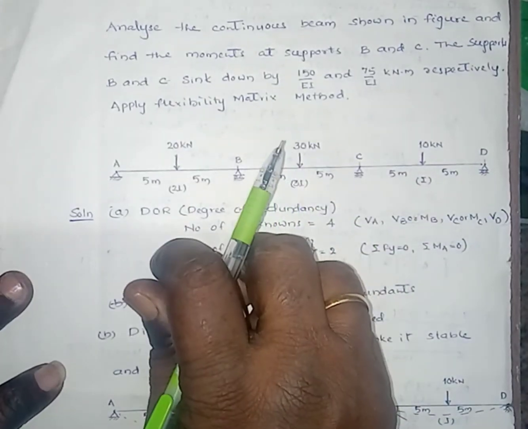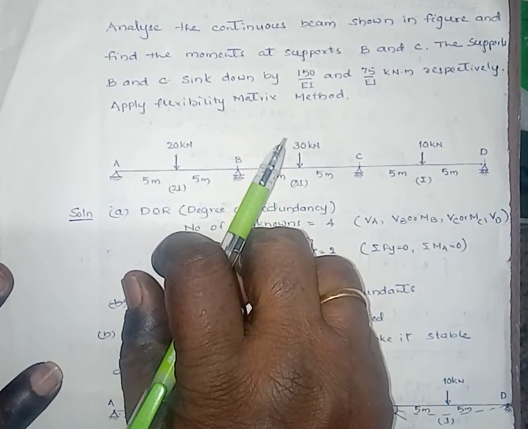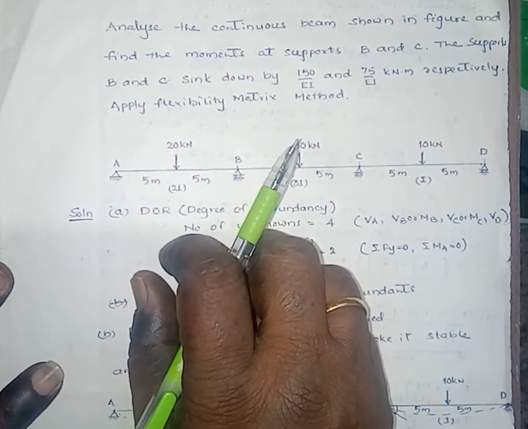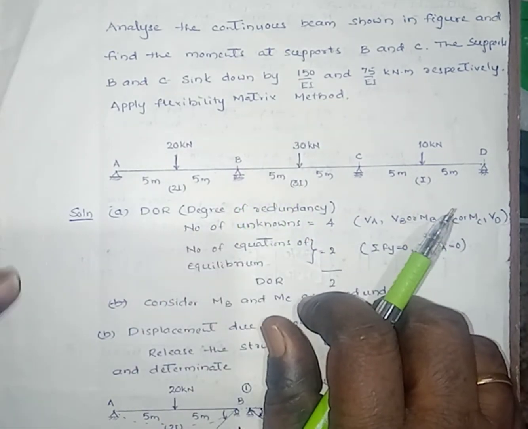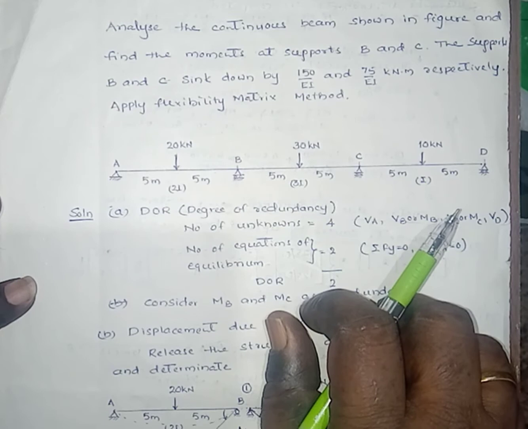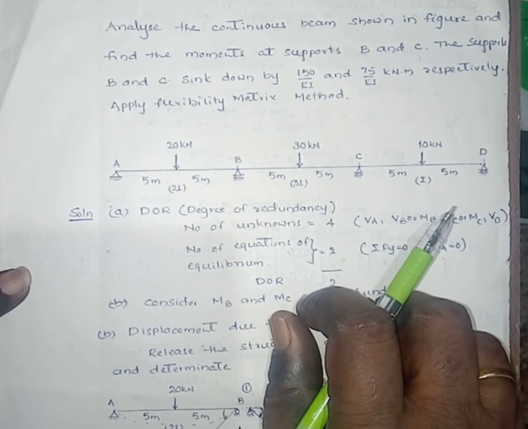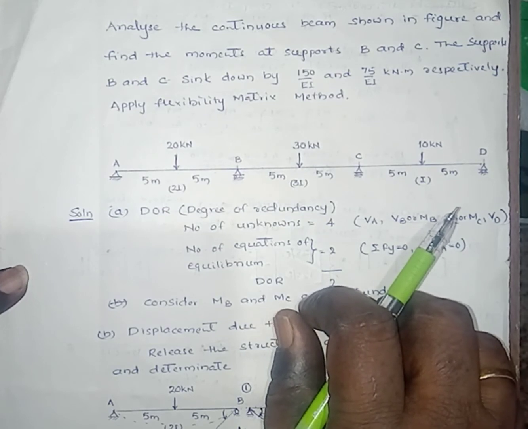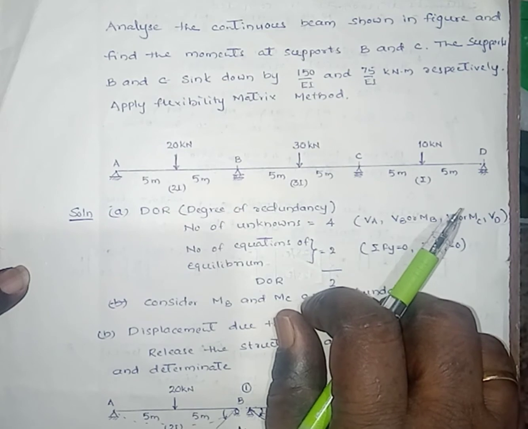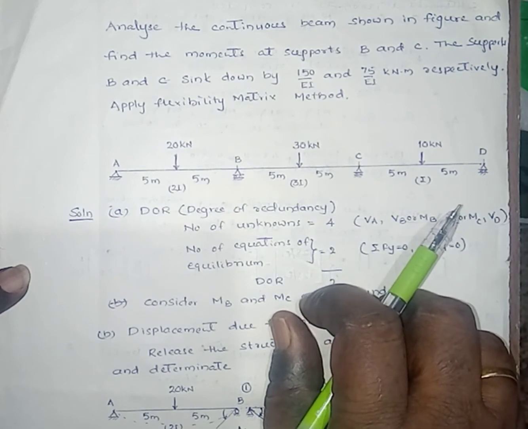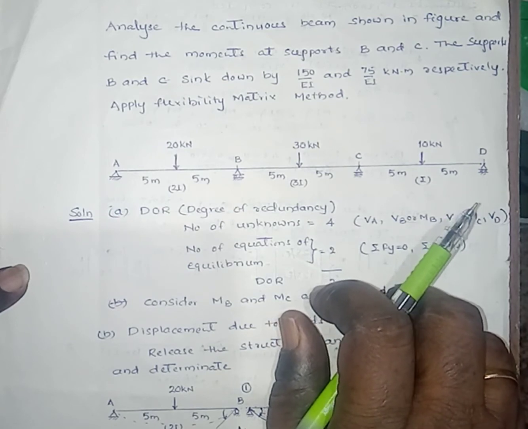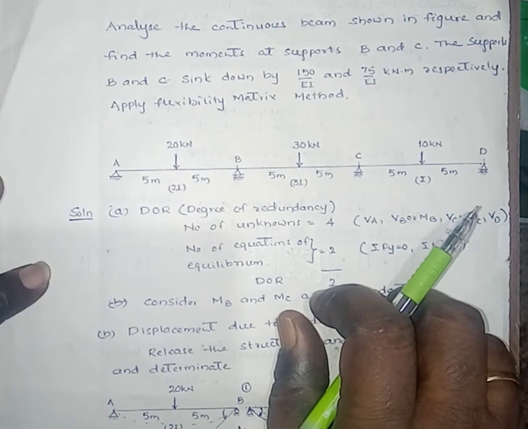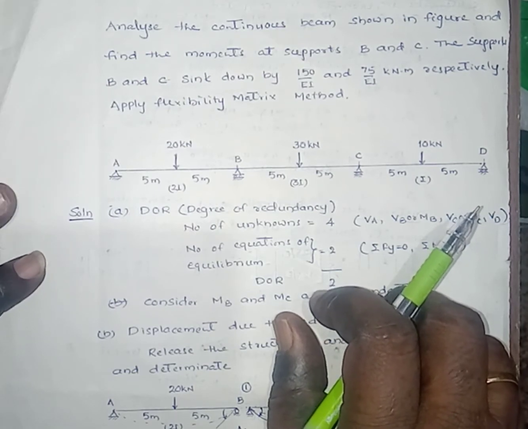Analyze the continuous beam shown in the figure and find the moments at supports B and C. The supports B and C sink down by 150 by EI and 75 by EI kilonewton meter respectively. Apply the flexibility matrix method.